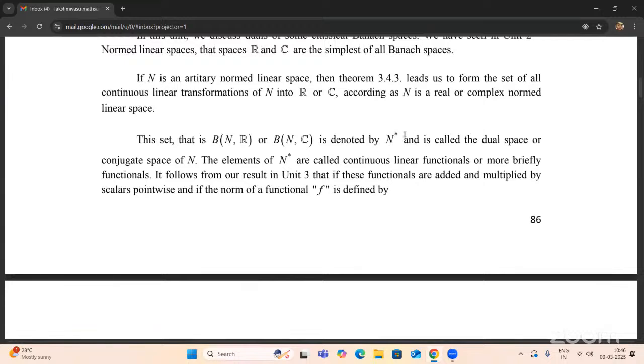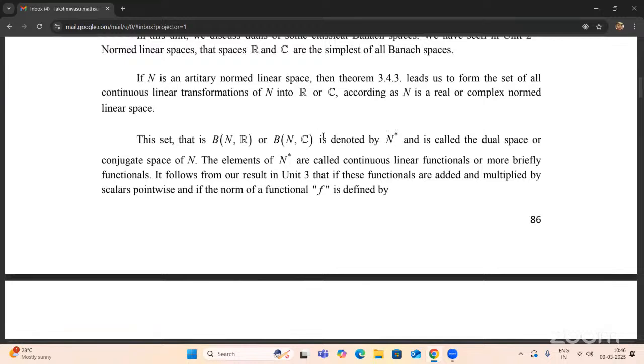Sometimes, as in the concept of inner product space, which we have already learned at UG level, N star is also used in complex analysis, like Z bar or Z star. Here N star is also read as the conjugate space. So N star is called a dual space or conjugate space.